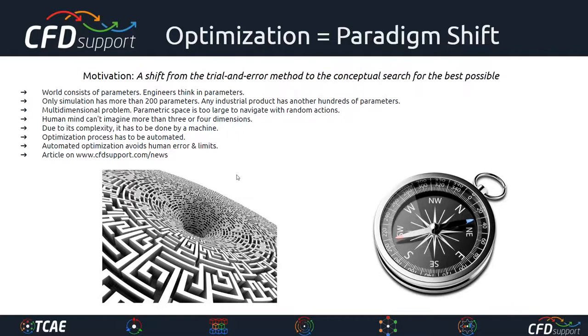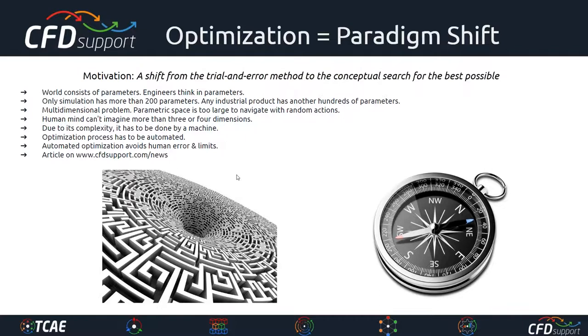We believe that we're engineers, right? And we as engineers, we think that the world consists of parameters. Everything can be parameterized, and simulation is only a set of parameters which is executed by the code. If you know the parameters, if you know what you want to do, then it's quite easy to let the algorithm change the parameters, and the results can be followed by an automated algorithm and evaluated. For this reason, it's a really big shift from the trial and error method to the conceptual search for the best possible. That's a really, really big thing.